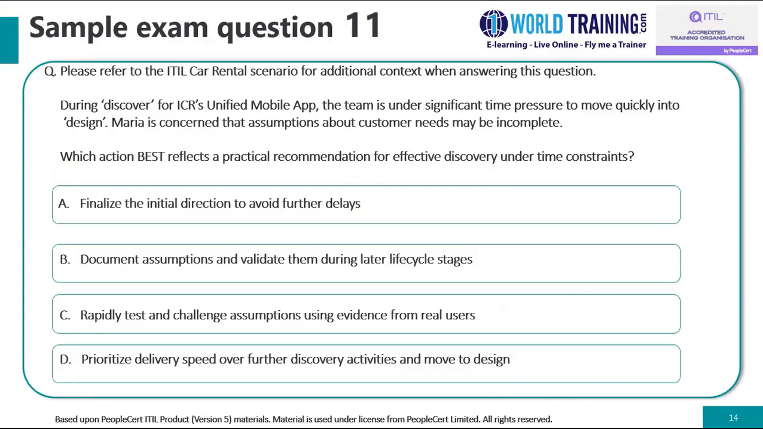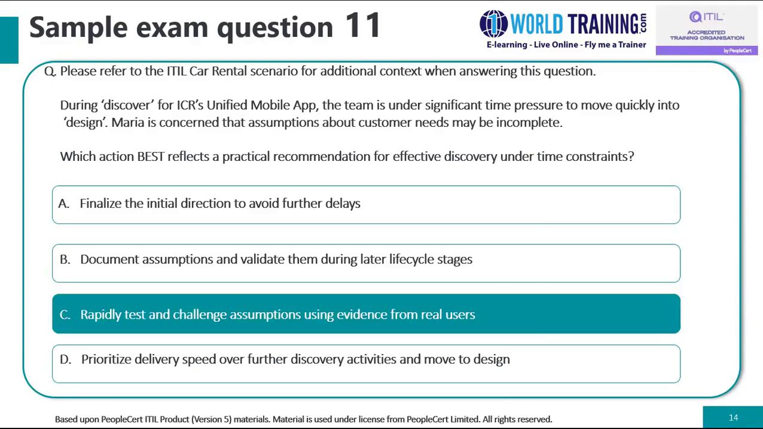The next one is a question on discovery under time constraints. During Discover for ICR's unified mobile app, the team is under time pressure to move to design. Maria is concerned assumptions about customer needs may be incomplete. So which action best reflects a practical recommendation for effective discovery under time constraints? The correct answer is C, rapidly test and challenge assumptions using evidence from real users.